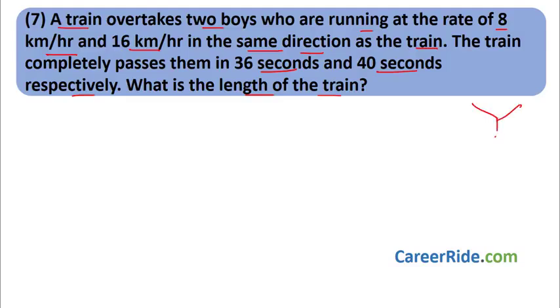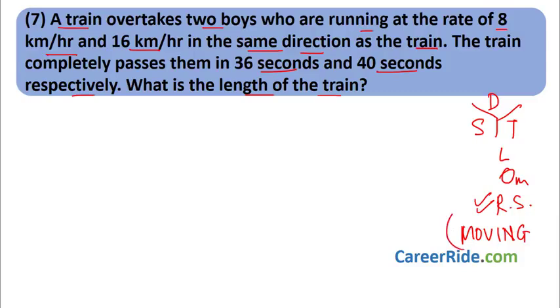Again, very easy. This is our DST. We have to remember that we have to consider the length of the train. Then the length of the boys or man or car or a pole is 0 meters. And we have to consider relative speed. Why do we consider relative speed? Because objects are moving. Here the train is passing boys who are running. They are not stationary boys. Since they are moving, we have to consider relative speed. So we cannot directly take the speed of the train. We have to take the speed of the train in relation to the first boy. Then in the second case, we have to take the speed of the train in relation to the second boy.